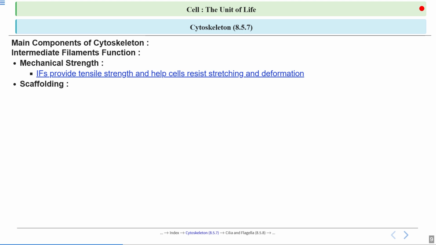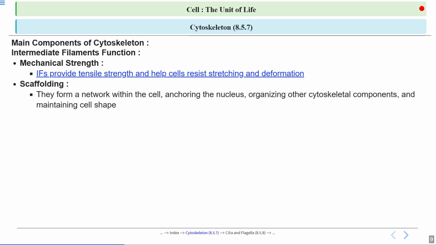Okay. Next is scaffolding. They form a network within the cell, anchoring the nucleus. Okay, so they anchor organelles. So they anchor the nucleus, organizing other cytoskeleton components and maintaining the cell shape. Okay, this is another very important function of intermediate filaments.